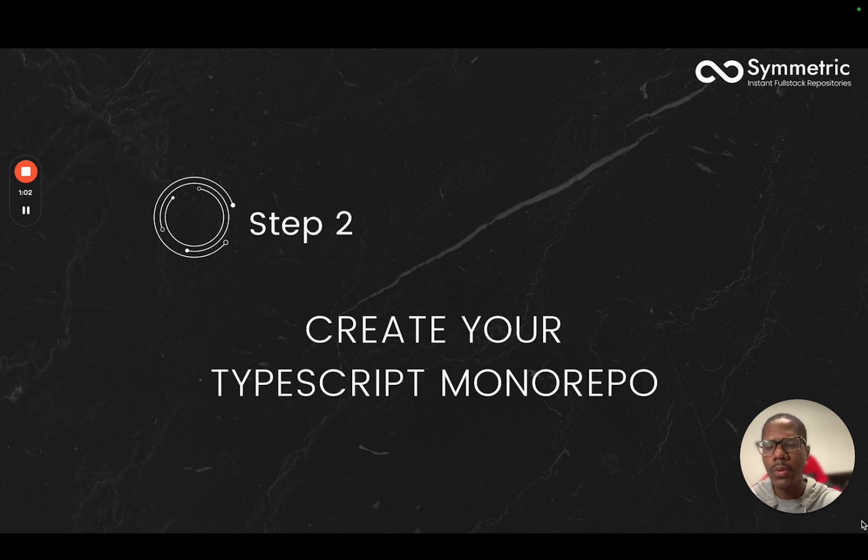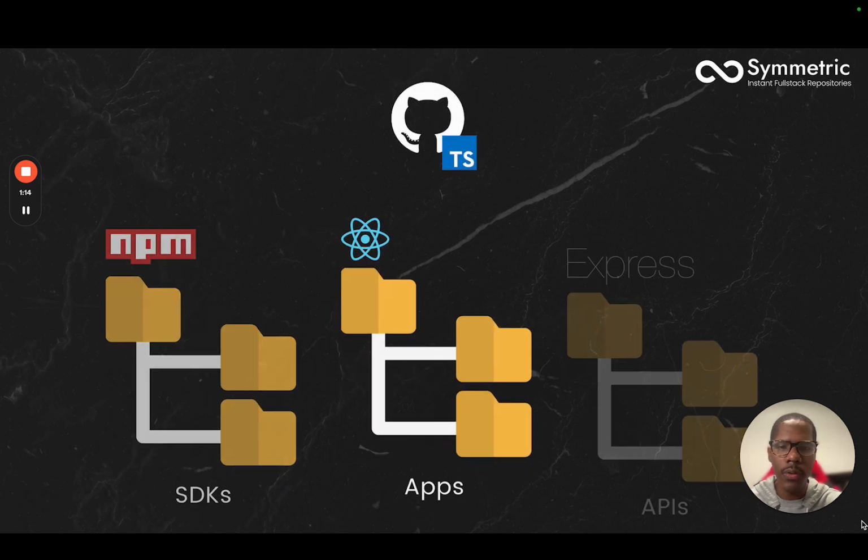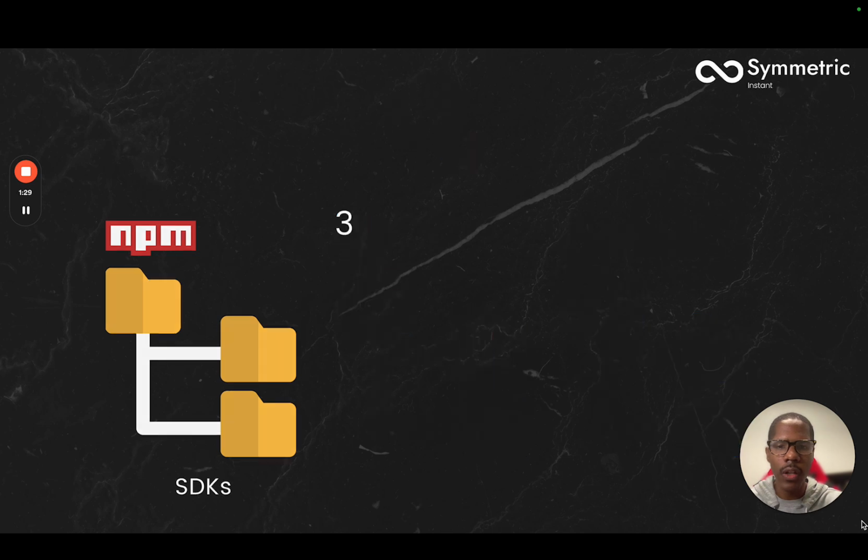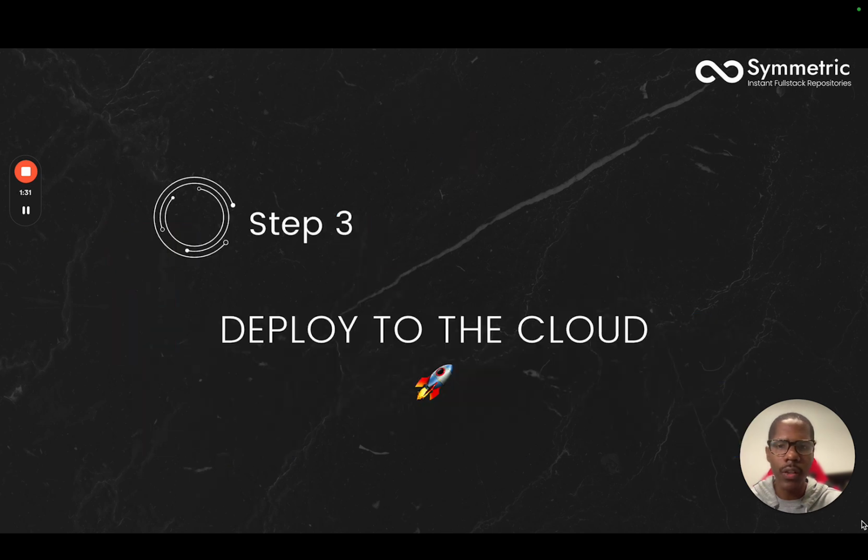The second step is to create your TypeScript monorepo. This is really easy with Symmetric. It's as quick as filling out a form, and you'll have a really nice starting point that has all of your web applications, your SDKs, and your REST APIs, all in a really nice TypeScript Git repository that you can host on GitHub. And the nice thing about this is all of these workspace packages are designed to work together.